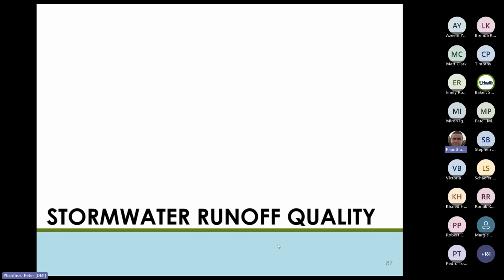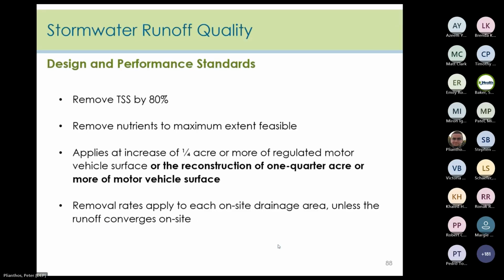The next thing you, the reviewer, need to check is stormwater runoff quality control. The stormwater runoff quality standards are applicable when the major development results in an increase of 1/4 acre or more of regulated motor vehicle surface or the reconstruction of 1/4 acre or more of motor vehicle surface. And I would like to emphasize the bolded portion of the text here, that with the NJPACT rules, the reconstruction of 1/4 acre or more of motor vehicle surface now triggers the water quality standards.